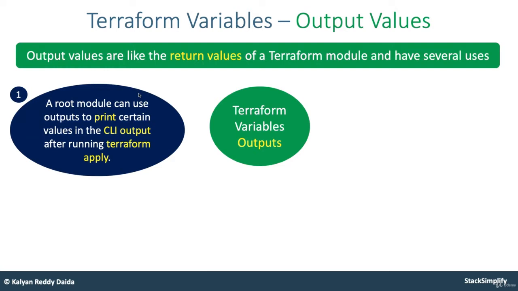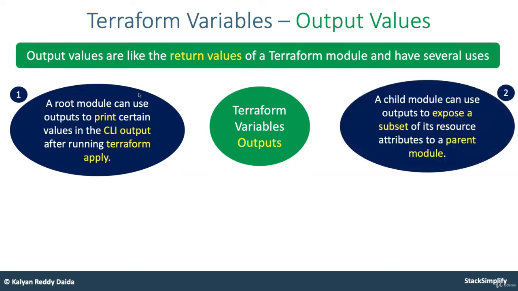A root module can use outputs to print certain values in the CLI output after running terraform apply. This one we are going to implement now as part of the demo. There are two other advanced concepts. A child module can use outputs to expose a subset of its resource attributes to a parent module. So using outputs of a child module, you can access those things in the parent module.